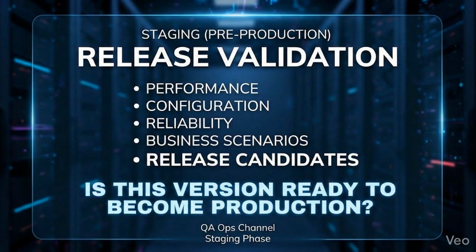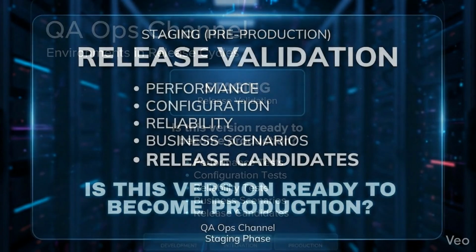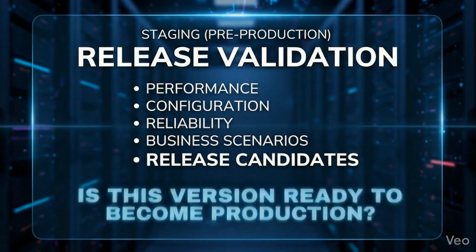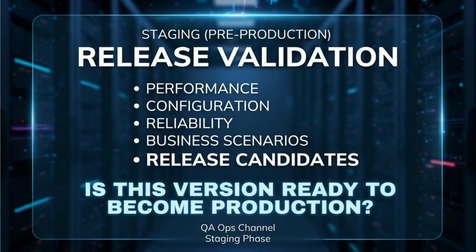Then we have staging or pre-production. Staging is about release validation. We run almost the same types of tests as in integration, but with much larger test suites. We test performance, configuration, reliability, and business scenarios. Most importantly, we test release candidates. Staging answers the question: is this version ready to become production?